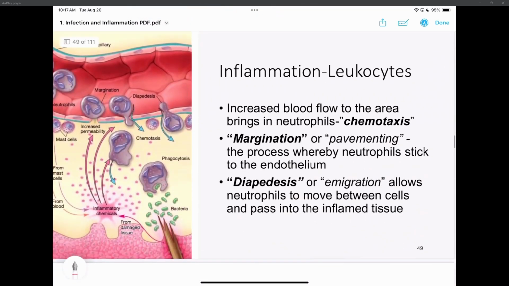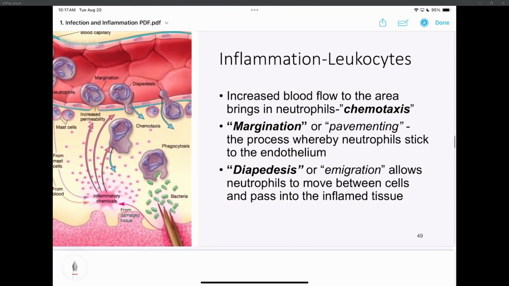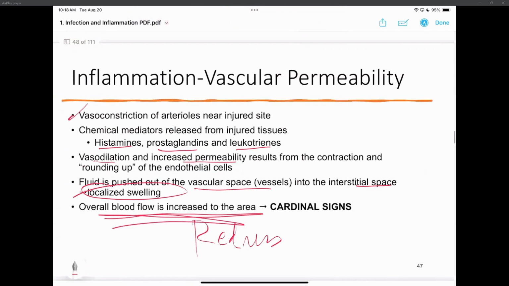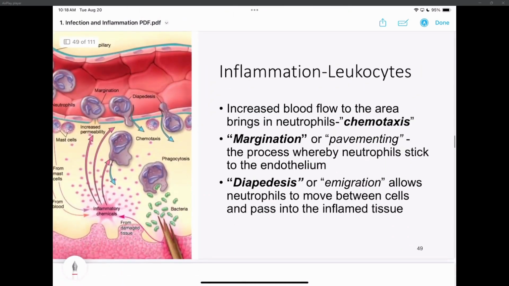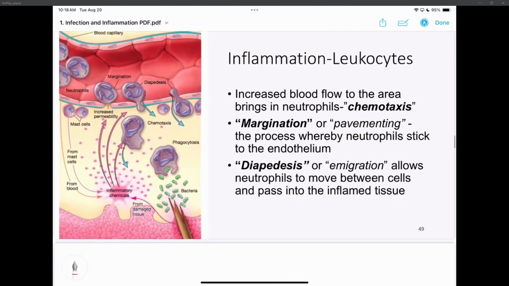Okay, moving on to the leukocytes now. So first we talked about the inflammatory process with regards to vascular permeability. Now let's talk about our white blood cells, the leukocytes. We get increased blood flow to that area, bringing in neutrophils, and that's called chemotaxis. You can see it's right here, chemotaxis.